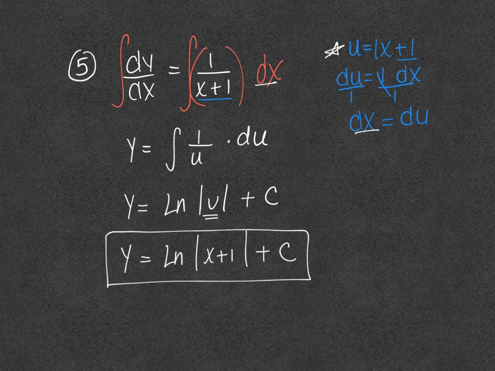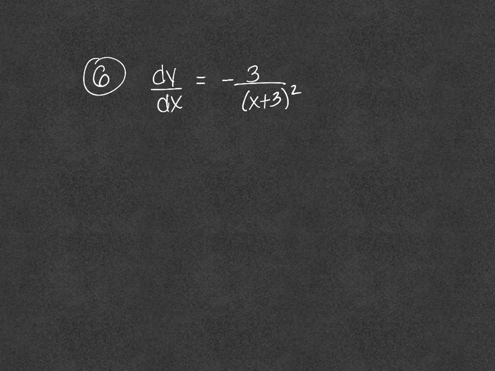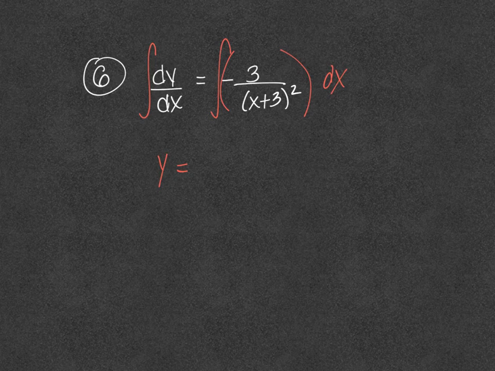All right, last one for today. So we'll call this one number 6, and we have dy/dx is equal to negative 3 over (x plus 3) squared. So again, directions are the same. Given the derivative equation, find me the original. So again, we have to integrate both sides. This needs a dx. When I integrate dy/dx, I just get y.